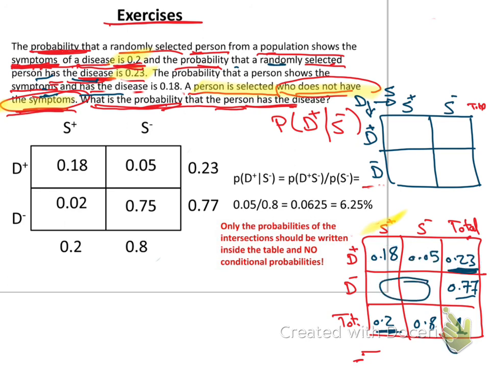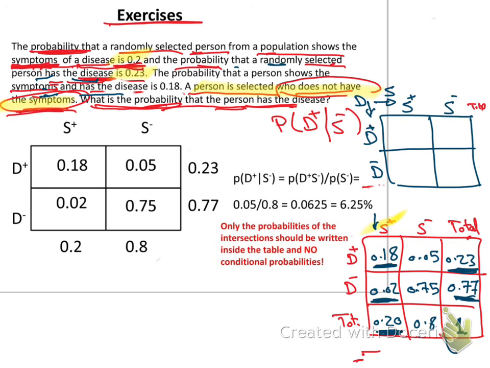So what about the rest? Here I don't have anything. How can I find them? It is easy. For the people who have the symptom I have 0.18 and the total is 0.2, which means 0.20. So 0.20 minus 0.18 equals 0.02. Now I got this one, 0.02. It's like a crossword. And here we have 0.77, so it will be 0.77 minus 0.02, which is 0.75. So I have all of them.